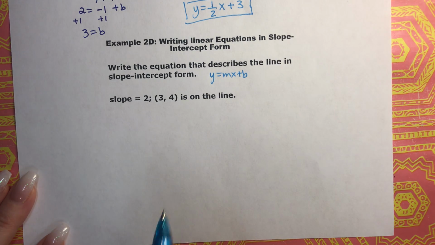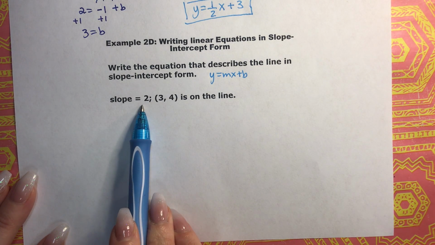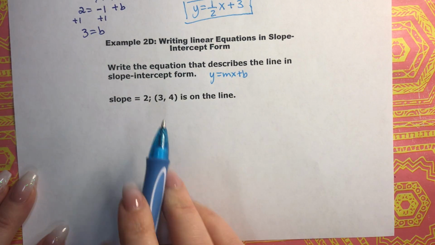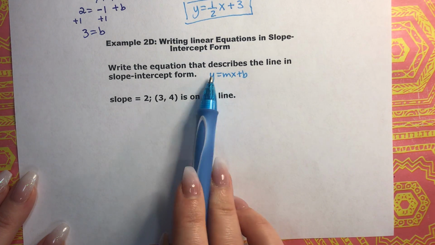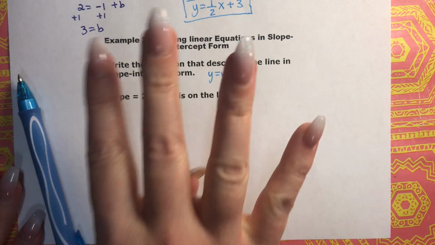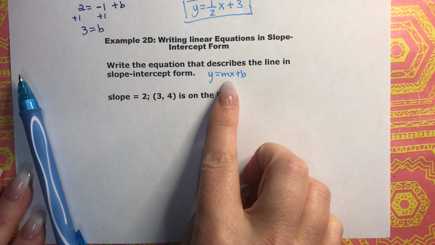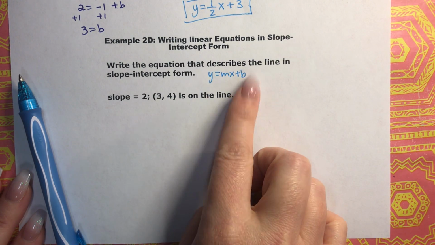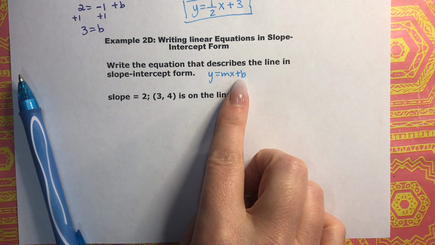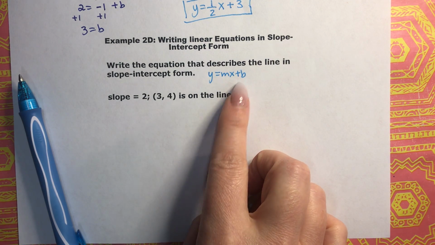Okay, so let's think about this. The slope is our m, right? And this is an x and a y. So if I have the m, the x, and the y, I actually have 3 out of the 4 variables I need. Remember, 1, 2, 3, 4. So then I can use my algebra skills and figure out what b is. And then I can write the line in slope-intercept form.